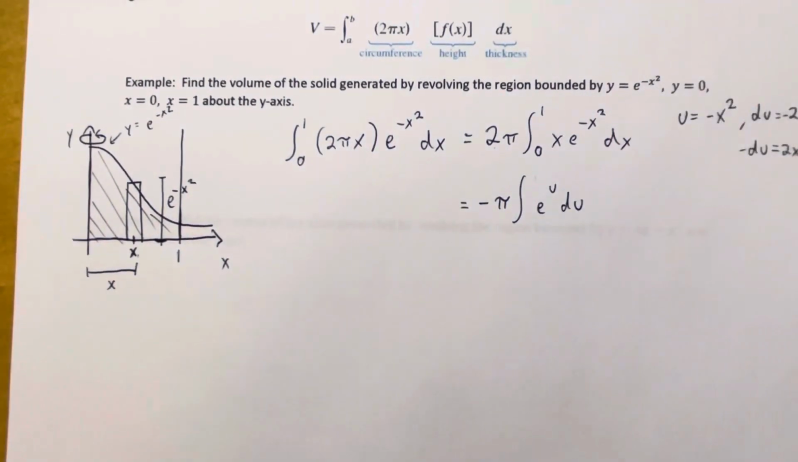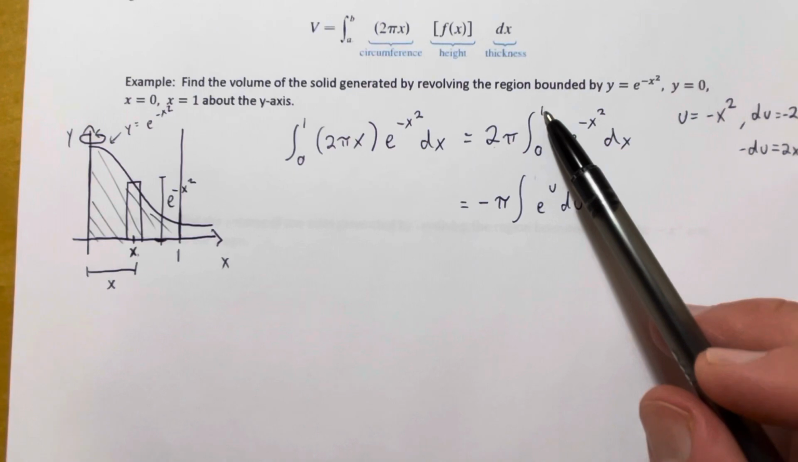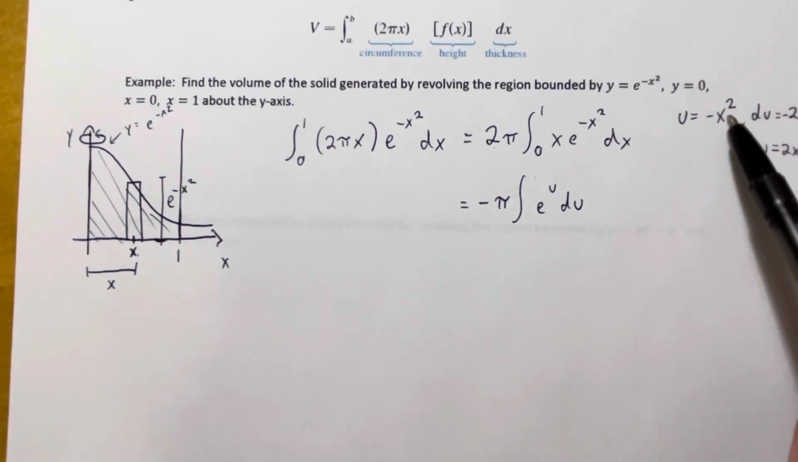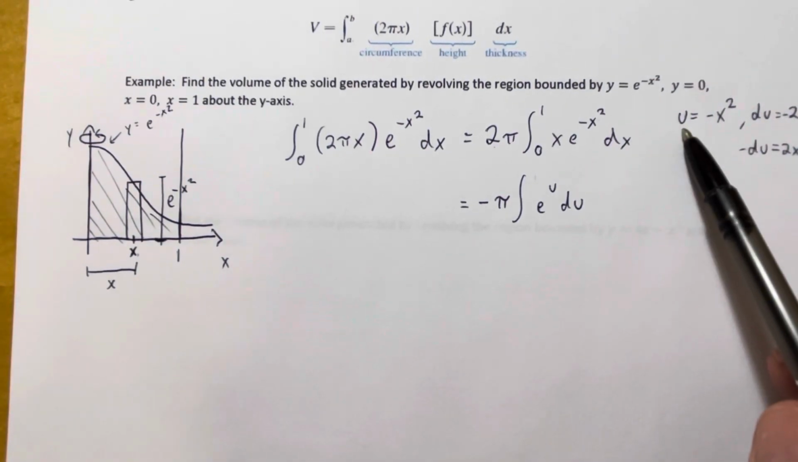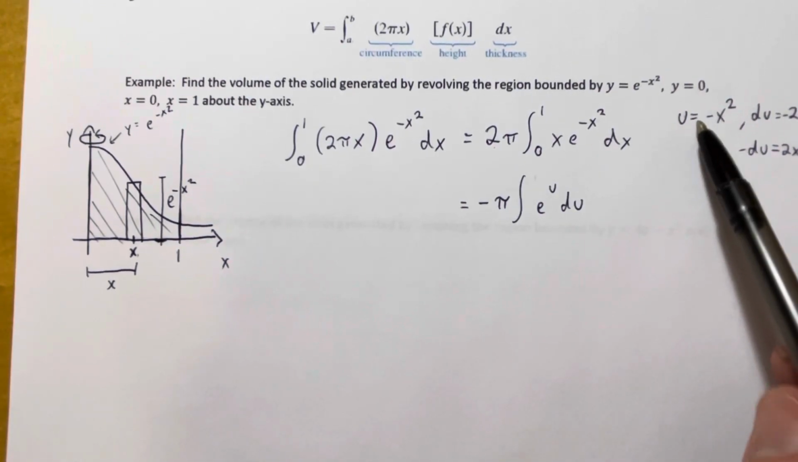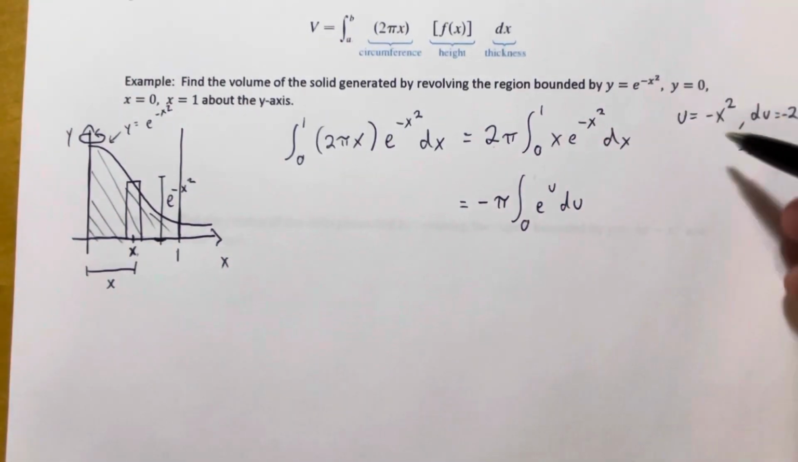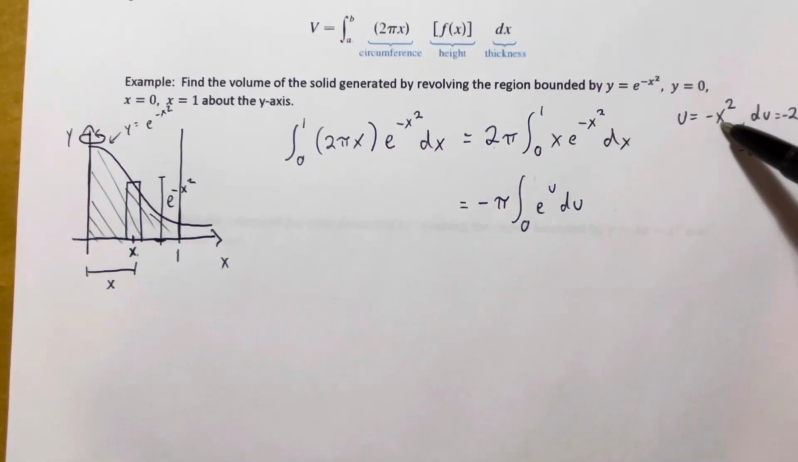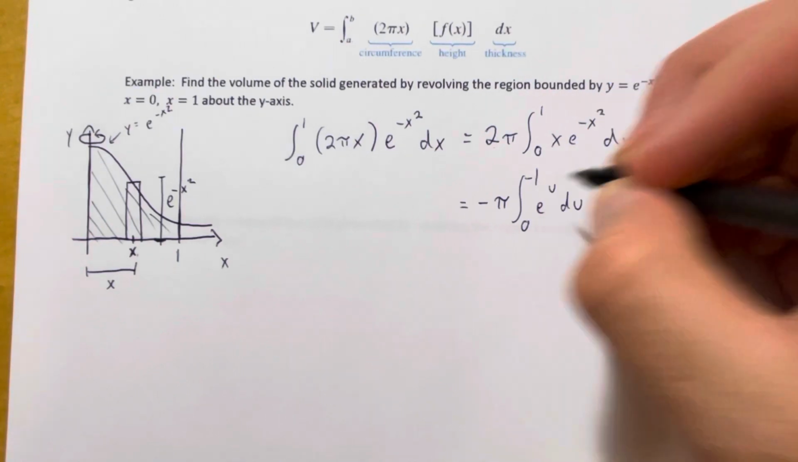Now, what about my limits of integration? Well, we've done an example in a previous section with a u substitution. Remember, you take your limits of integration that are representing x values and plug them in here to get the corresponding u values. If I plug a 0 in here, I clearly get a 0. If I plug a 1 in here, I get negative 1 squared, which is negative 1.